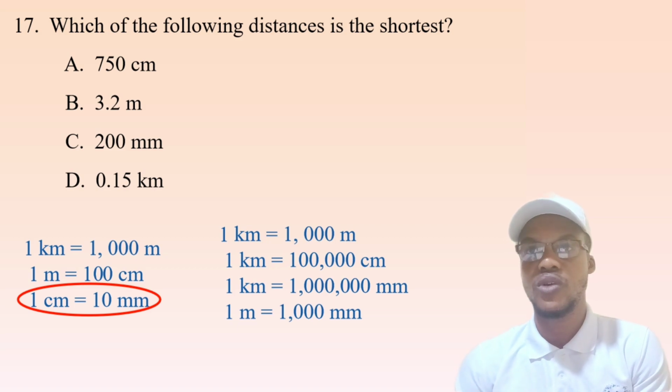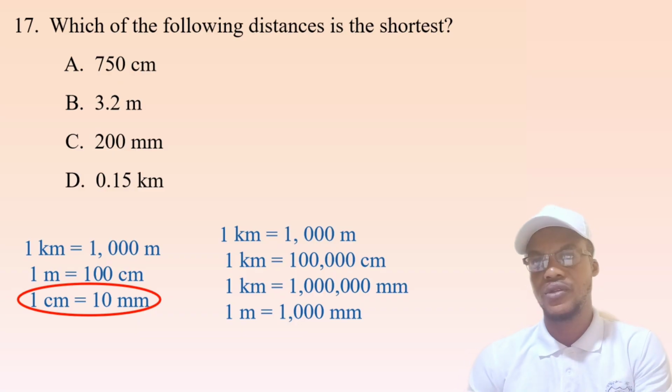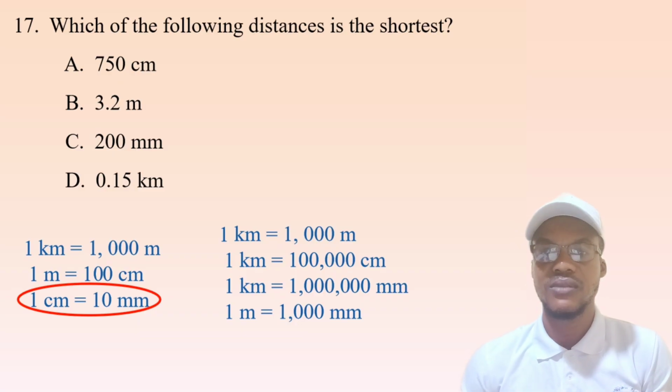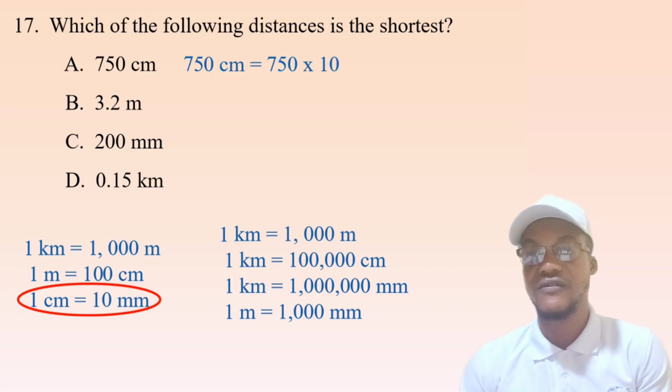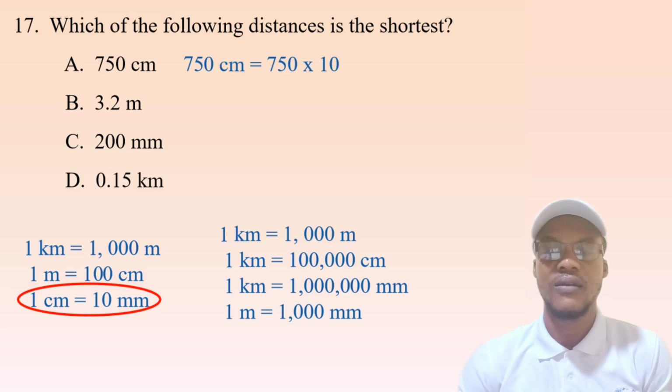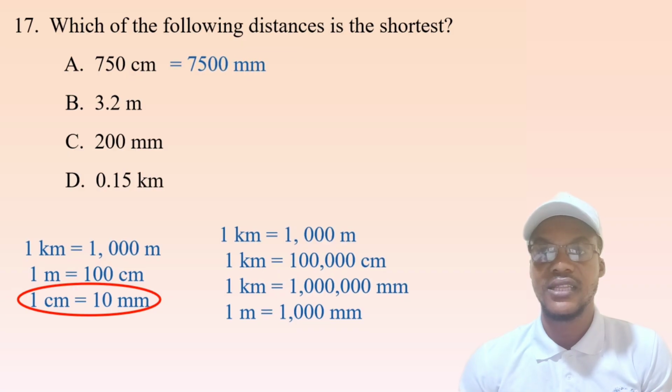In that case, do we multiply or we divide? As we learned, we have to multiply. So I will just multiply the 750 by 10, and whatever I get becomes my answer in millimeters, and that gives me 7,500 millimeters. So when you change from 750 centimeters, that is what you are getting.